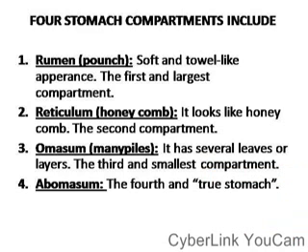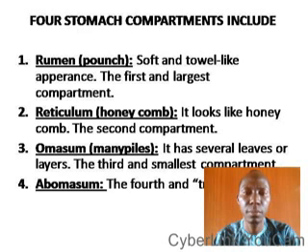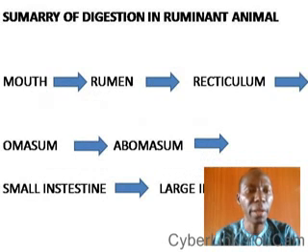And we now have number 4. Abomasum, the fourth and true stomach. Among these 4 compartments, the only true stomach is the abomasum. Here is the summary of digestion in ruminant animals.